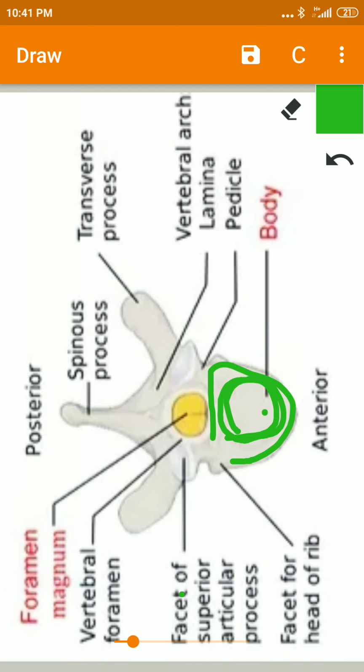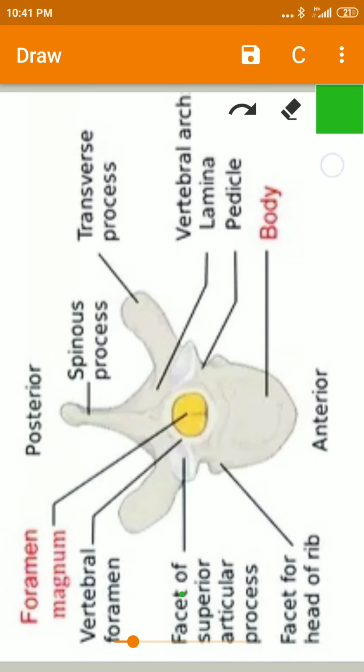The anterior surface is convex from side to side, and concave from above downwards. If you see a typical vertebra in the lateral view, you will have some concavity from anterior to posterior. So this is the body.